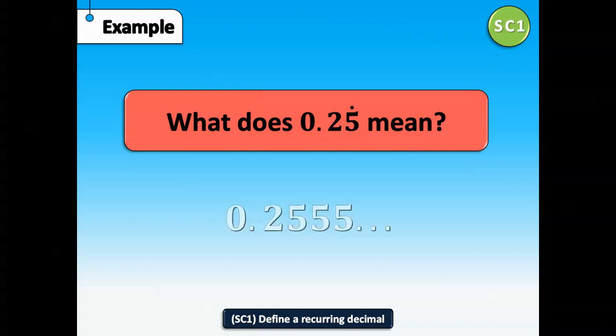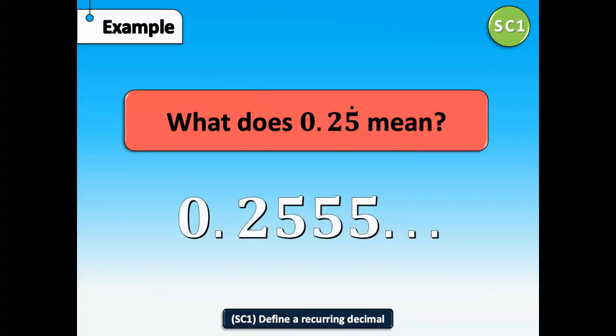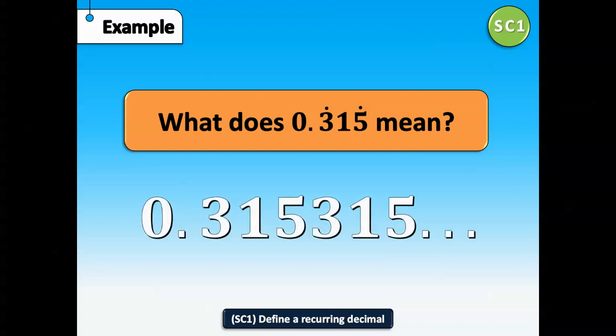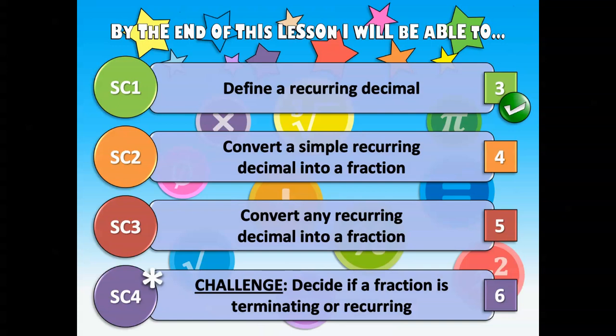0.25 recurring means it's the 5 that goes on forever. The 2 doesn't recur. This number means all of the numbers between the 2 dots recur. So the number is 0.315315. It's the 3, the 1, and the 5 that recur. So now we've completed success criteria 1.